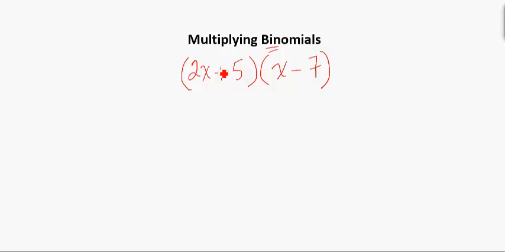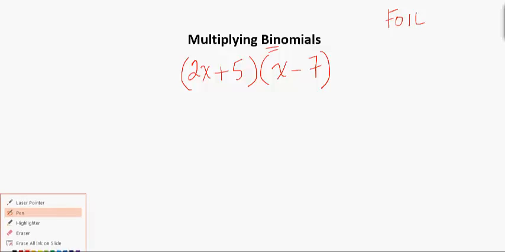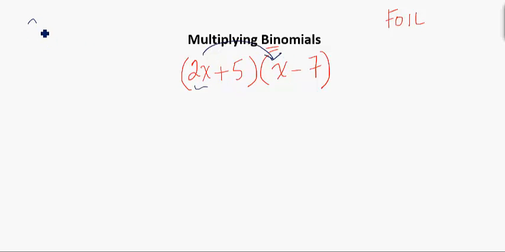use the distributive property. Oftentimes, this is taught as FOIL, F-O-I-L, but I tend to prefer to think of it as just simply distributing, and I'll talk about that in just a second. So when you multiply binomials, like I said, you're going to distribute. So we're going to take this first term, in this case the 2x, and we're going to multiply it to each term here.